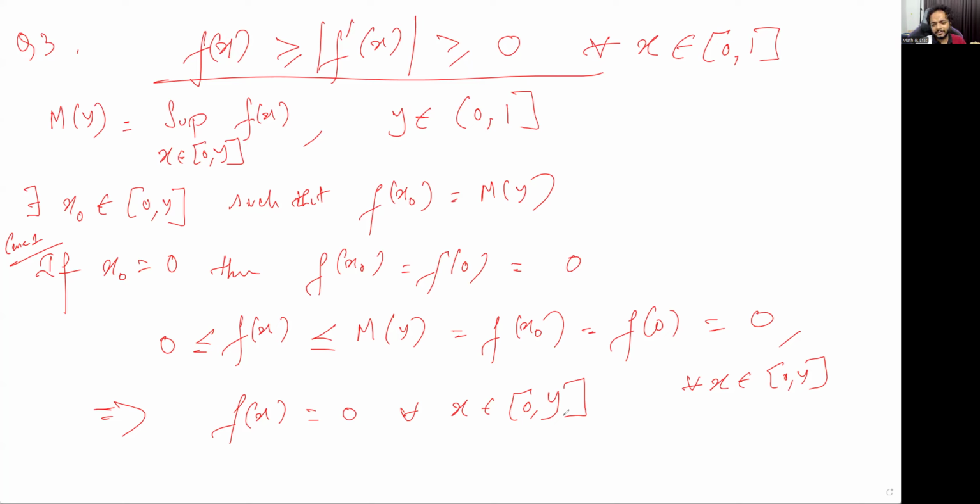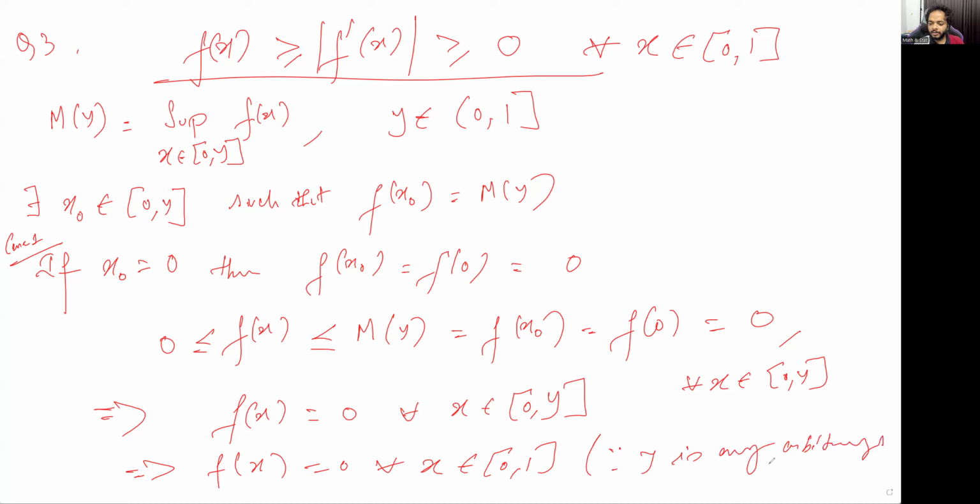Since y is arbitrary, the function is totally 0. This implies that f of x is equal to 0 for all x belonging to closed 0 to 1, since y is any arbitrary point in open 0 closed 1.